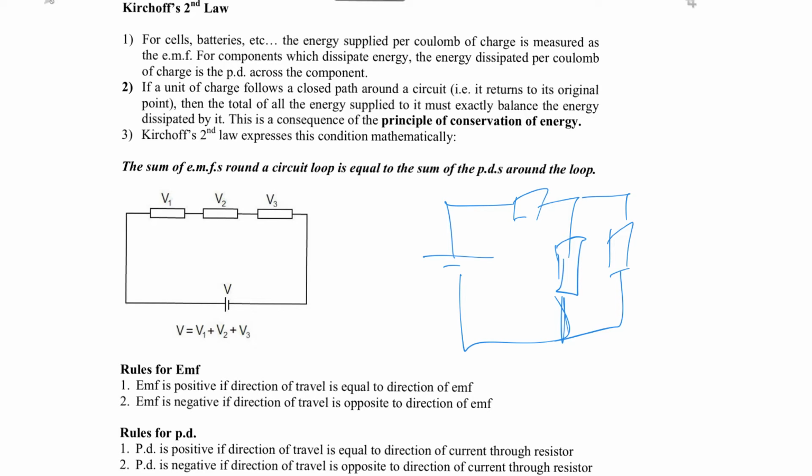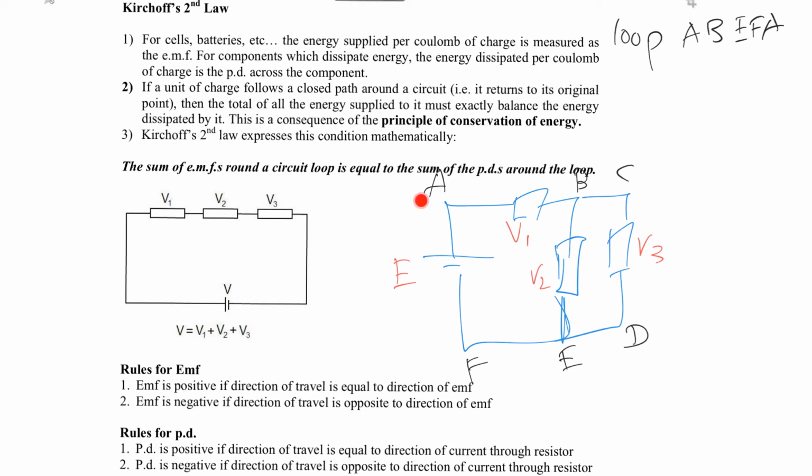So I will teach you how to write it down. For example, let's give this V1, V2, and V3, and this is the EMF. Now, how do we identify the loops? Usually we label the junctions so we can identify the loops. Let's call them A, B, C, D, E, F. If I want to use a particular loop, let's say I say loop A, B, E, F, A. So A to B to E to F to A. Isn't it this loop? That's how I identify the loop.